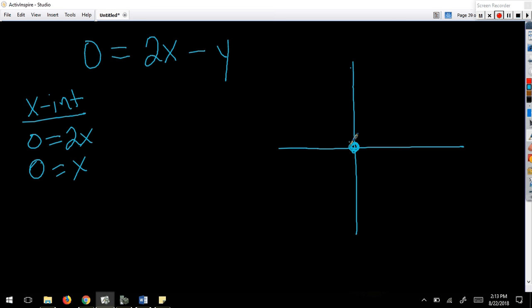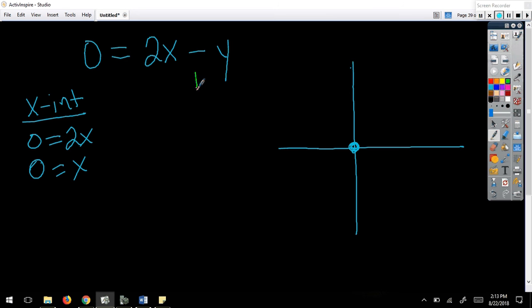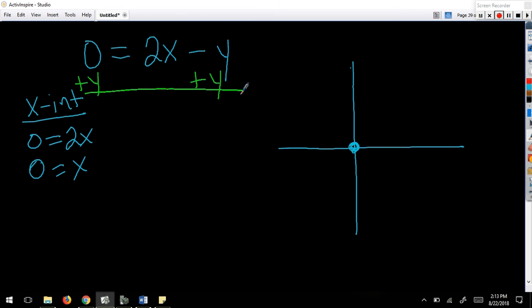How could I move this around to easily find the slope? Yes. Move the y over with the 0. 0 plus y is y. Now what's the slope? 2. So what do I do? How do I do a slope of 2? 2 over 1, which means go up 2 over 1. And I'm done. Does that make sense?